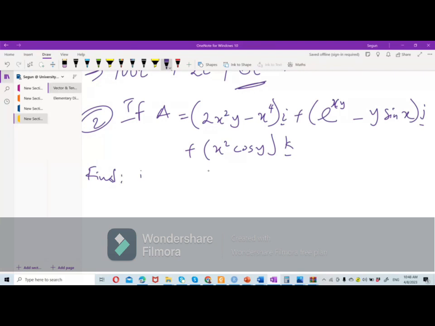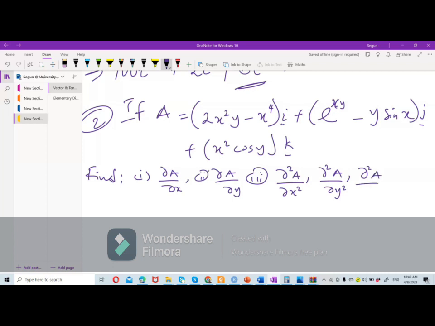Find Roman figure 1, dA/dx. Roman figure 2, dA/dy. Roman figure 3, the square A, d squared A over dx squared. Roman figure 4, d squared A over dy squared. Roman figure 5, d squared A over dx dy. Roman figure 6, d squared A over dy dx.